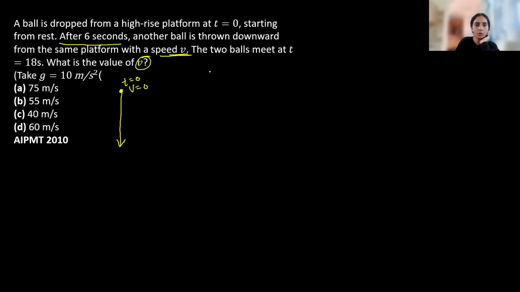After 6 seconds, another ball is thrown downward. So at t equal to 6 seconds, you are dropping another ball from the platform, but with a speed v, it is thrown down with a speed v, not from rest. Okay, it is getting released. The two balls meet at time t equal to 18 seconds. So they meet at 18 seconds. It means the first ball has travelled for 18 seconds, and the second ball, which was thrown 6 seconds later, must have stayed in air for 12 seconds, for time t equal to 18 seconds, right? What is the value of v?